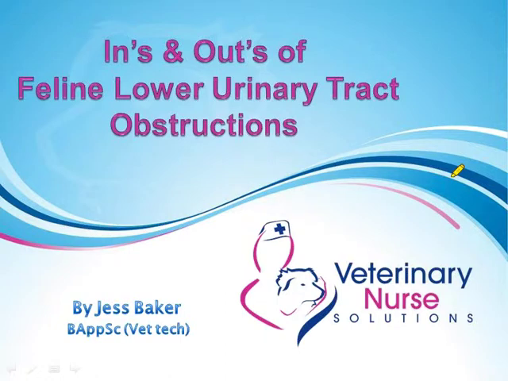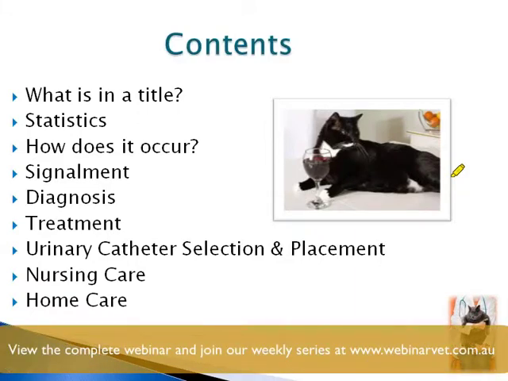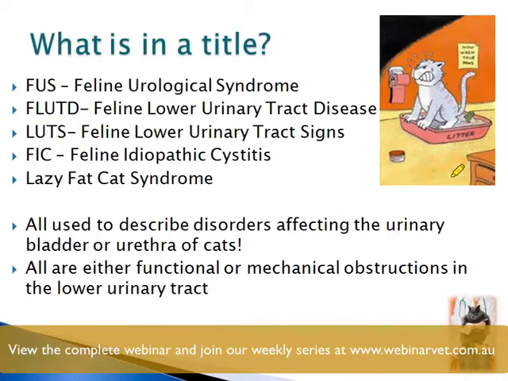We will be talking about the ins and outs of feline lower urinary tract obstructions, and we'll be talking about a whole range of things. I'm going to be talking about what's in a title. There are so many names bandied about with regards to urinary tract obstruction, so we're going to talk a little bit about that. We're going to talk about the statistics of these patients, the pathophysiology of things, the signalment or the prevalence of these cases, diagnosis, treatment, catheter selection, and being able to place it safely. Also talking about the nursing care and the home care as well. So, by incorporating all these things, we can really provide the highest level of care for these patients.